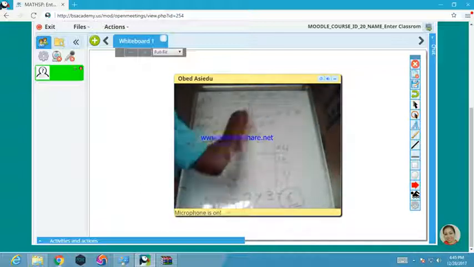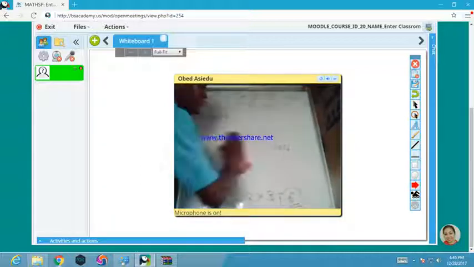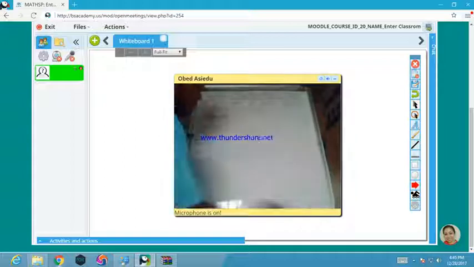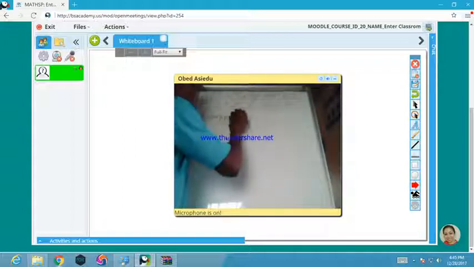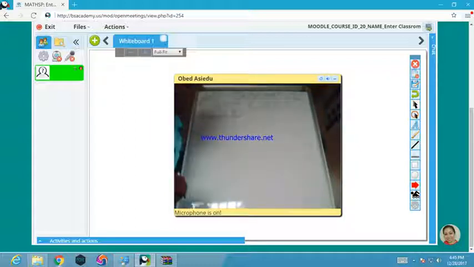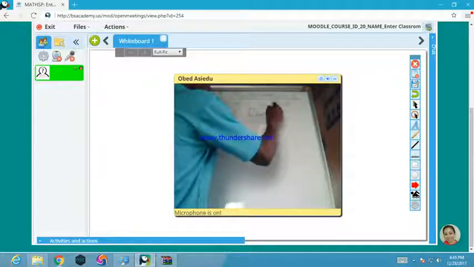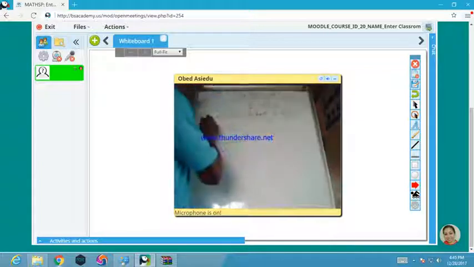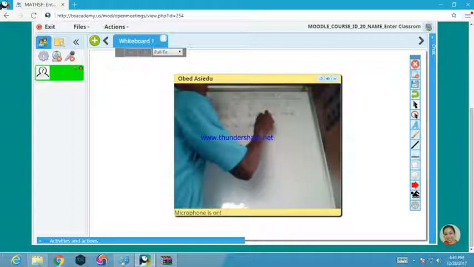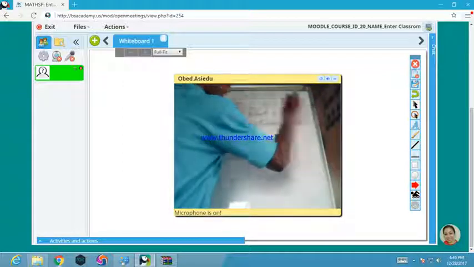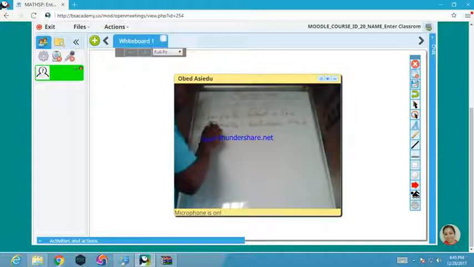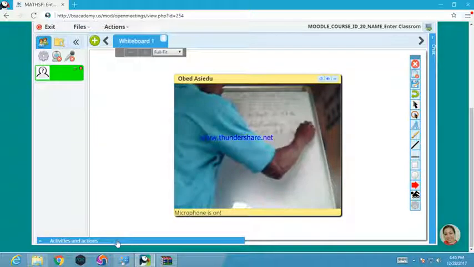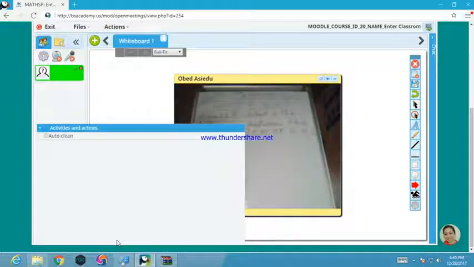Let's call it example 2. Now the question says, what is the difference between the HCF and LCM of 2, 4, 6, and 8?